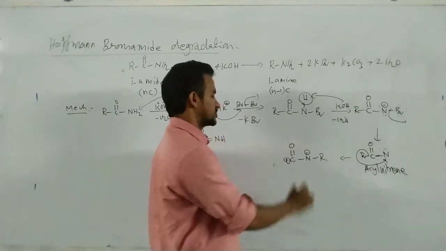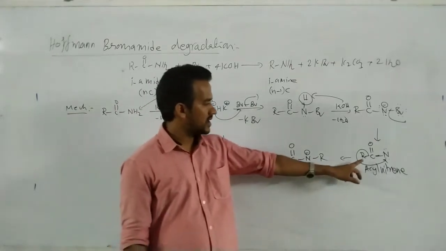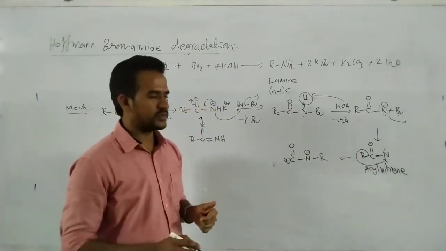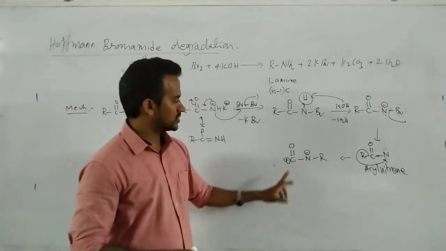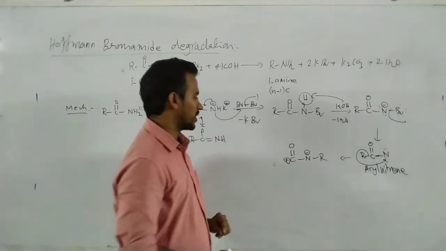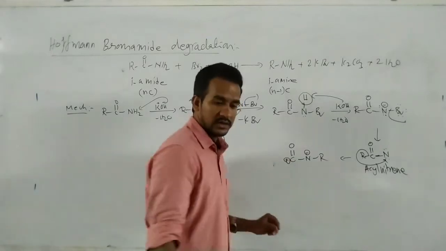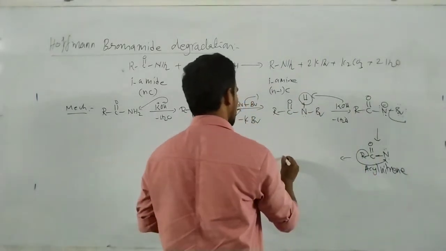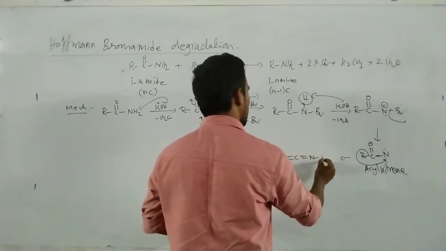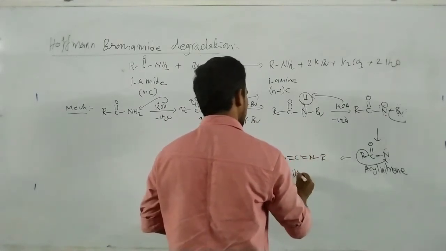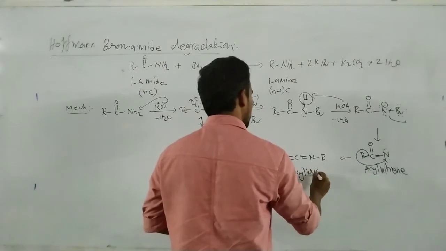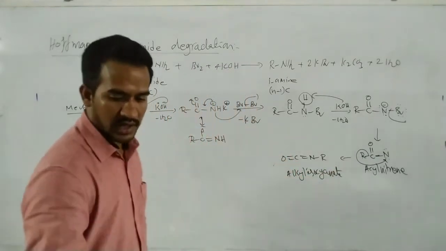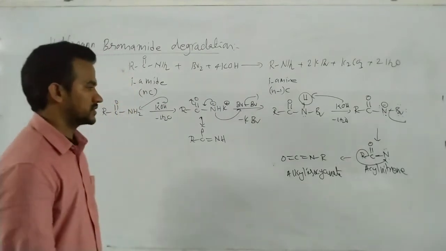Now this one carries a positive charge because in this case R minus is migrated towards nitrogen, so that nitrogen gains an electron from the R minus, that's why it carries a negative charge. So here plus and negative, so pi bond formation. That means here it can be written like this: C double bond N R. This is alkyl isocyanate. Alkyl isocyanate is one of the intermediate products in this Hoffman bromide degradation reaction.